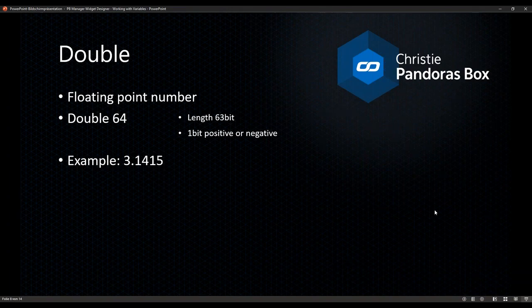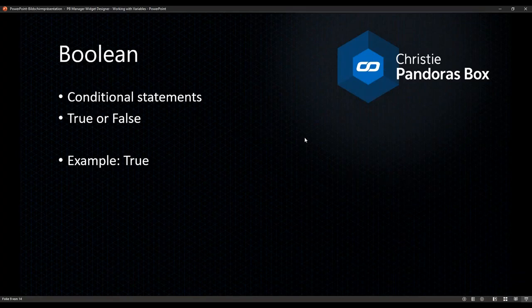So let's continue with the Boolean. The Boolean is used for conditional statements, and it can have two possible values: true or false. In other words, the Boolean is used to express 0 and 1 in a different way, as true and false. So that means on and off.